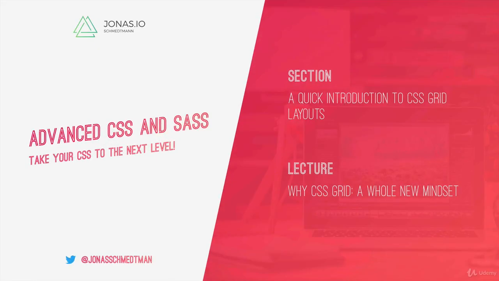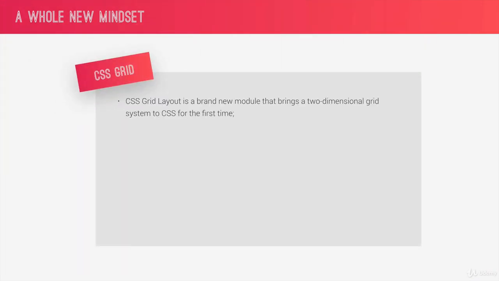Let's start the CSS Grid part of the course by taking a look at what CSS Grids actually are, how they work, and why we need them. So, what are these CSS Grids that everyone talks about so much these days? Well, the CSS Grid layout is a brand new module that brings a two-dimensional grid system to CSS for the very first time. And there really has never been anything like this before in CSS.